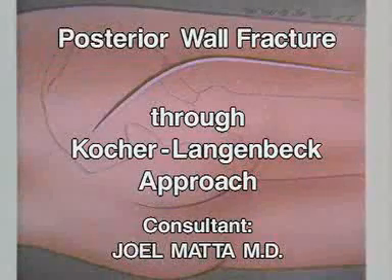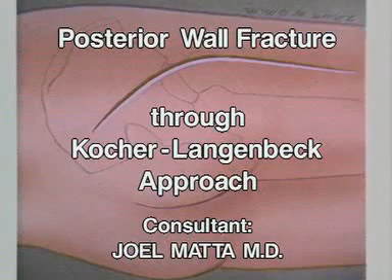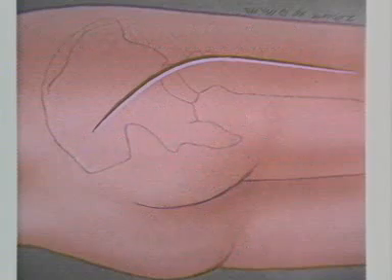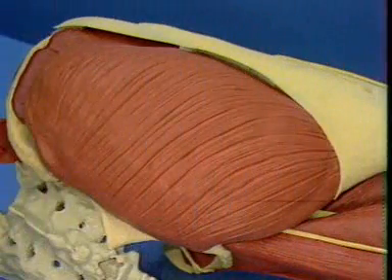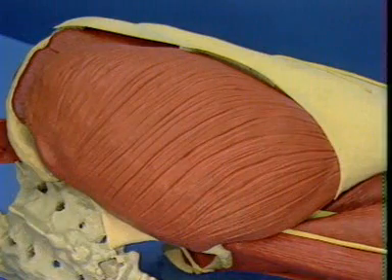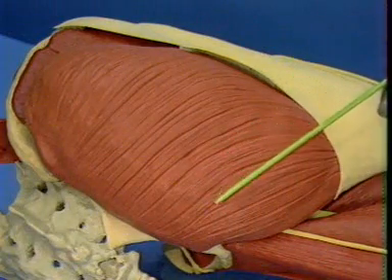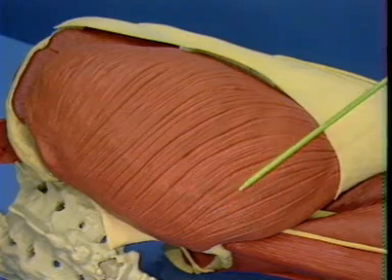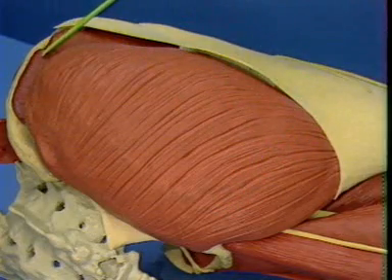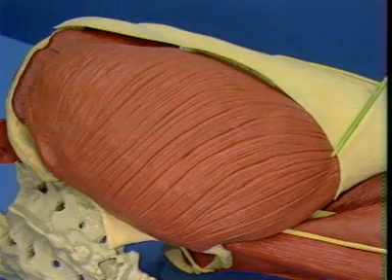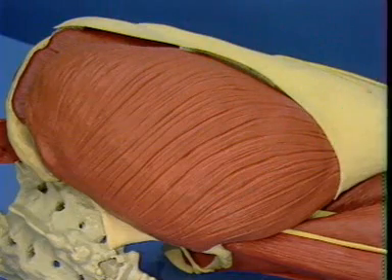The first exercise, the fracture of the posterior wall, is performed through the Kocher-Langenbeck approach. For the Kocher-Langenbeck approach and this fracture, the patient is placed in a lateral position on a standard table. The surgeon stands behind the patient. The head is to the left, the foot is to the right.